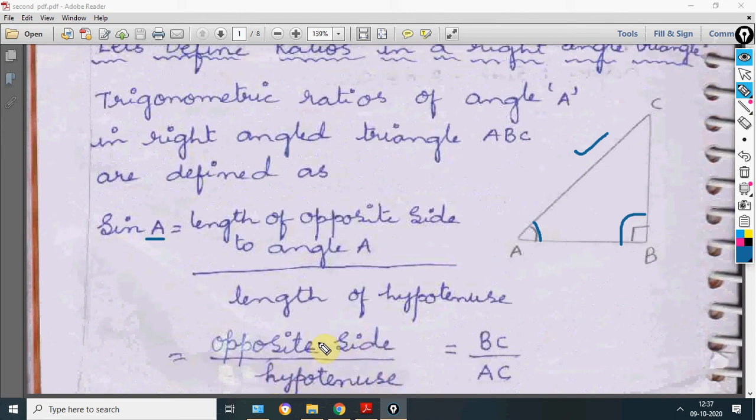So what is the opposite side? For which angle are we looking here? A. So for angle A, what is the opposite side? BC. So BC is the opposite side by hypotenuse. What is hypotenuse? What I said: hypotenuse is the side opposite to 90 degrees. Which side is opposite to 90? This one, AC. So AC we wrote. Next.